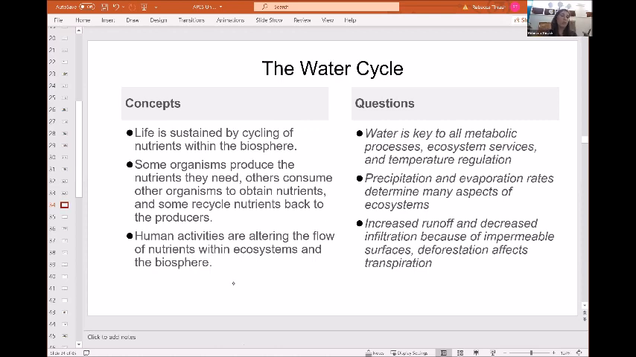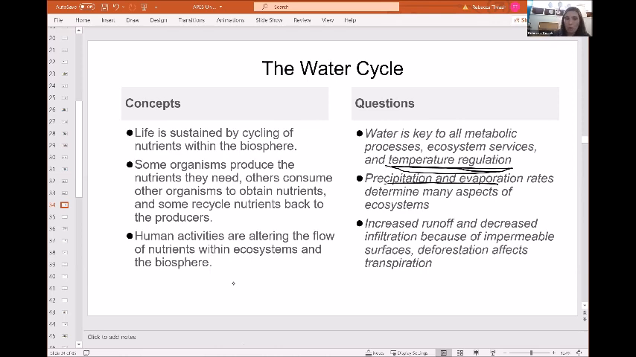Okay, so water, there's not really a biomolecule that it's incorporated in. It is just important for all metabolic processes. It also is going to be important when it comes to things like temperature regulation for both organisms and the environment in general. And the amount of precipitation and evaporation, remember, is one of the abiotic factors that helps to determine biome distribution. So it's pretty huge.